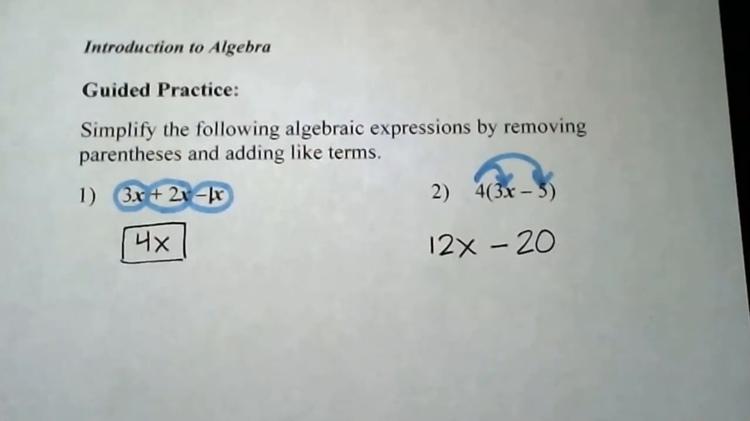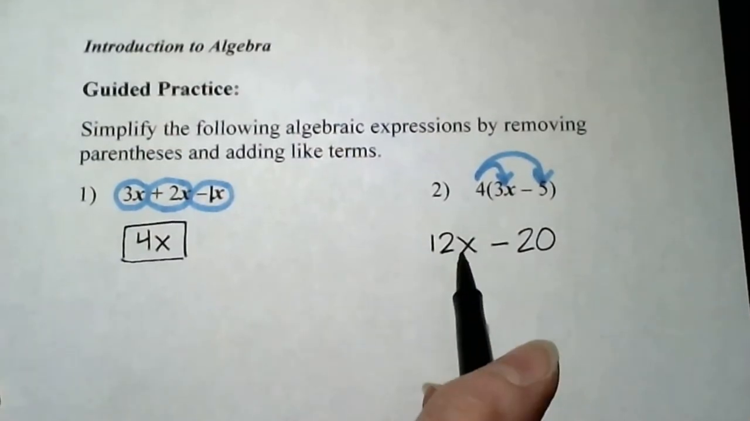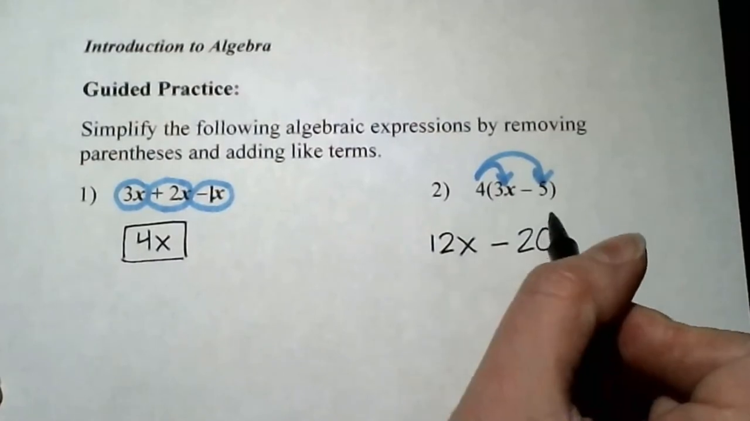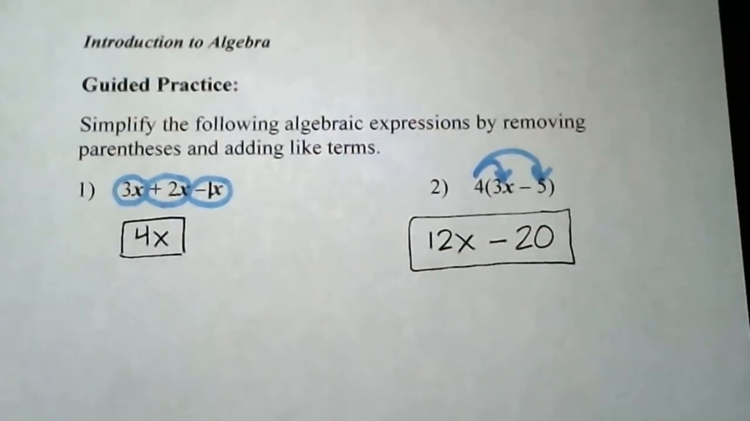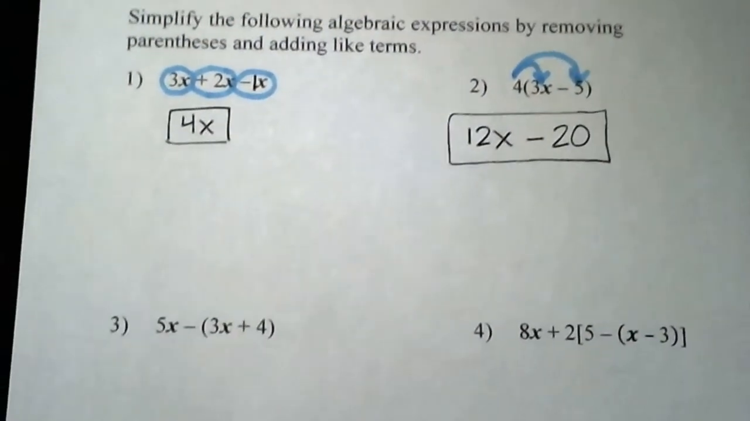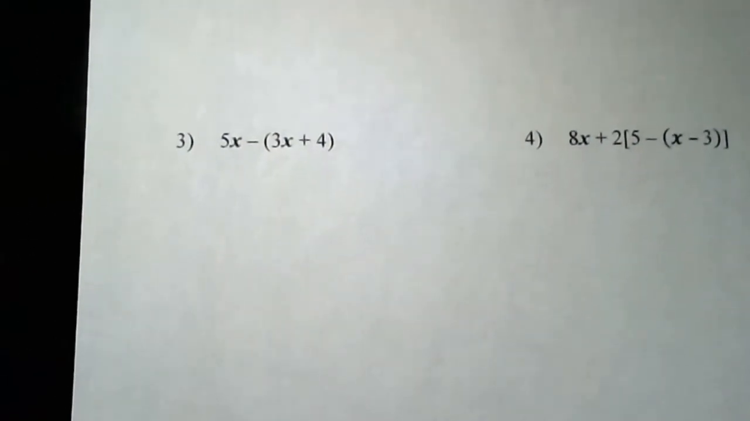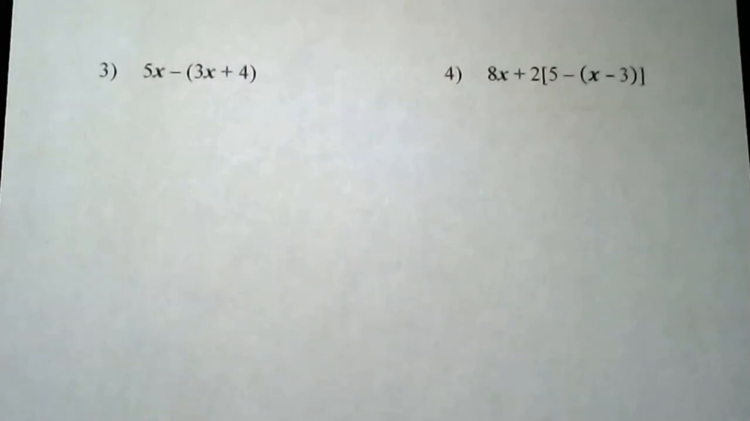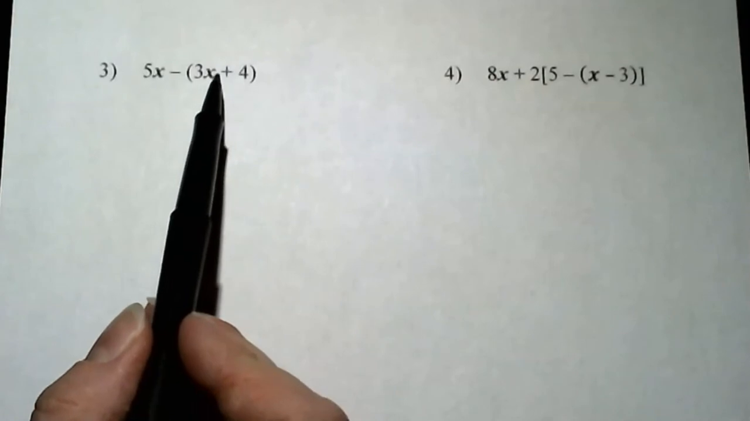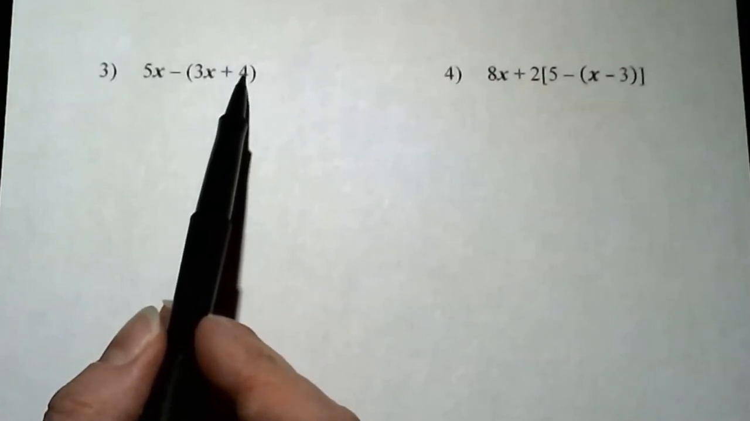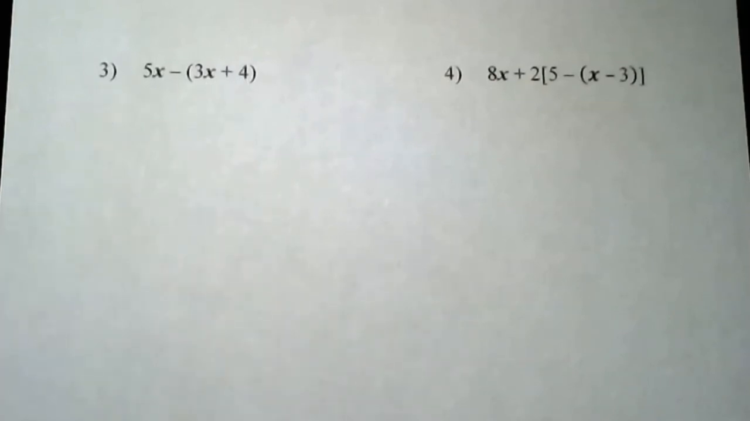Now I'm going to take a look and see if I can do anything else. This has an x, this does not, so there's nothing else I can do. That's as simplified as I can get it. For the next one, I see I have parentheses here, but I can't combine 3x and 4, just like I couldn't do in the last problem.